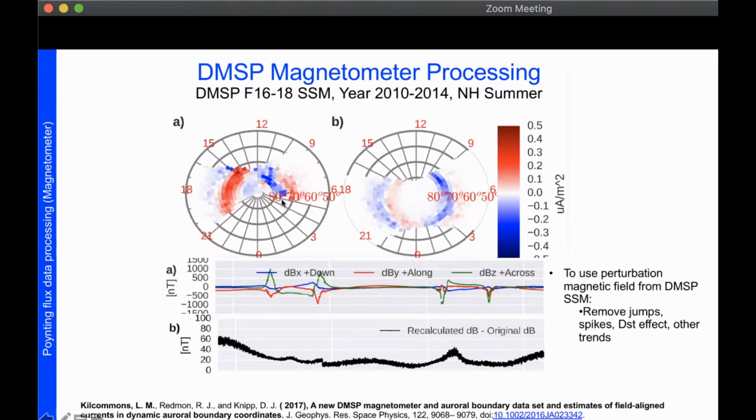And this is just a map up on top that shows you, if we do that over the course of a summer, what the field-aligned currents look like. Region 1 here, poleward, and Region 2, which is a little bit more diffuse, equatorward. This is northern hemisphere and southern hemisphere.